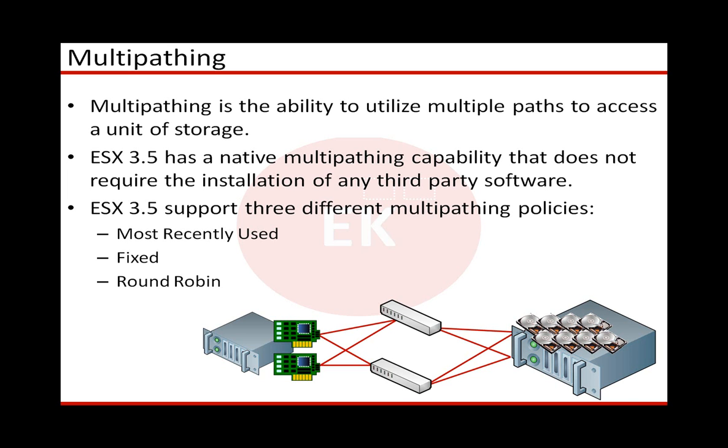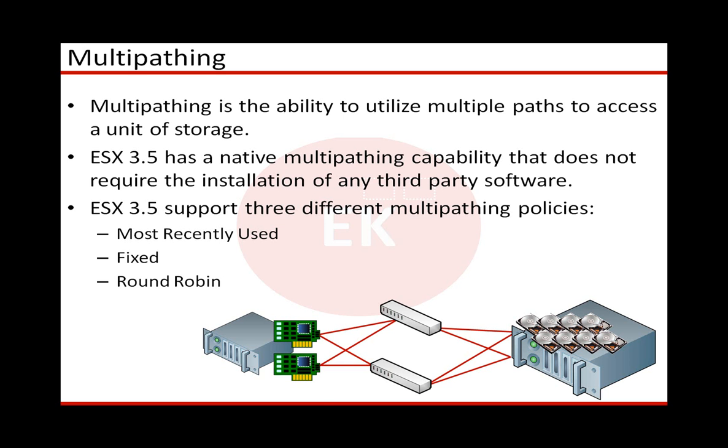Now, that being said, multipathing is the ability to utilize multiple paths to access a unit of storage. With ESX 3.5, you have native multipathing. You don't need the installation of any third-party software to make these features possible. ESX 3.5 supports 3 different types of multipathing: most recently used, fixed, and round robin. Now let's take a look at each of those 3 features.